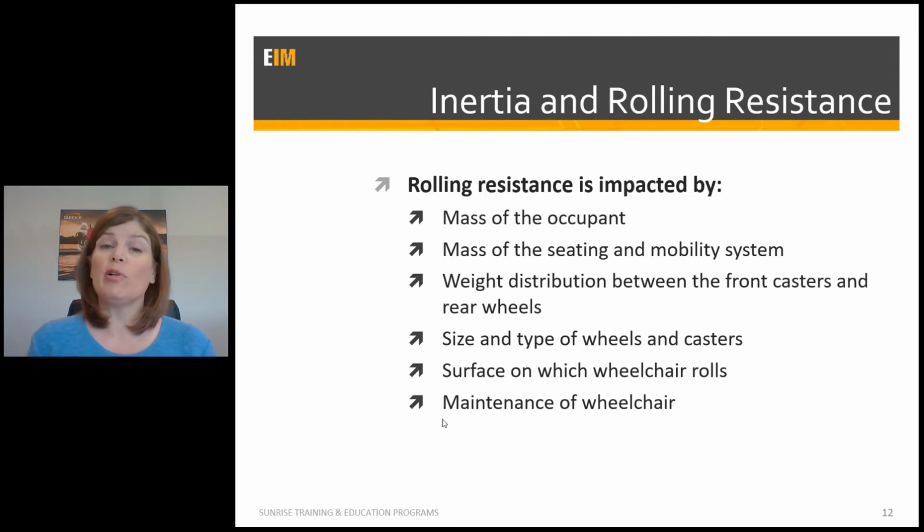So if I'm rolling over a low pile carpeting, that will have greater rolling resistance than rolling over tile or hardwood flooring, for example. And maintenance of the wheelchair also will have an impact on the ability of that wheelchair to roll. If there's a lot of hair or debris, for example, in the caster, that's going to slow down the coasting of the wheelchair. If there is toe in the wheelchair, in the past we called this toe in or toe out. So if there's toe in the wheelchair, that again will also impact the rolling resistance of the wheelchair.